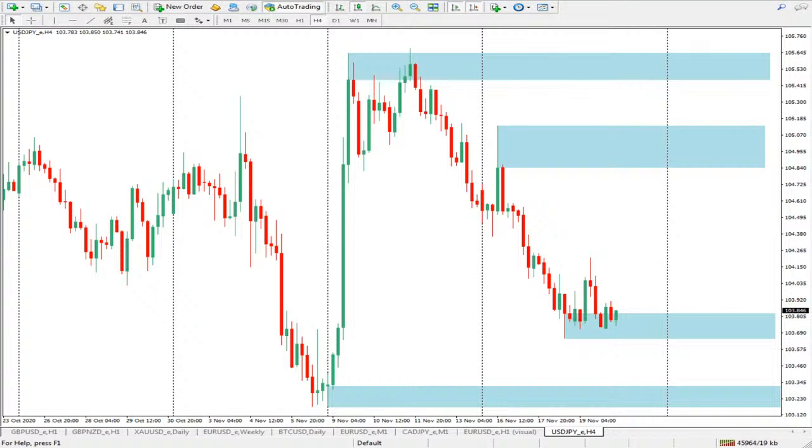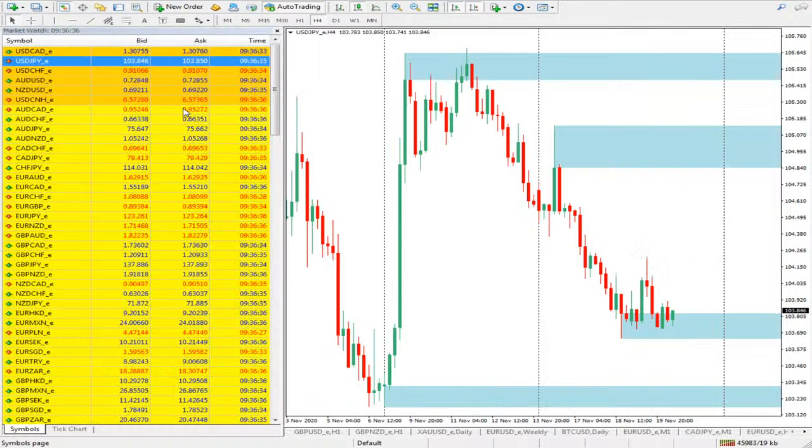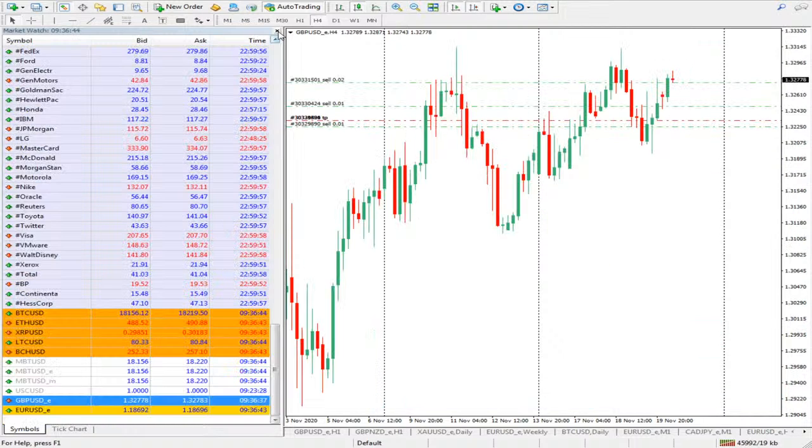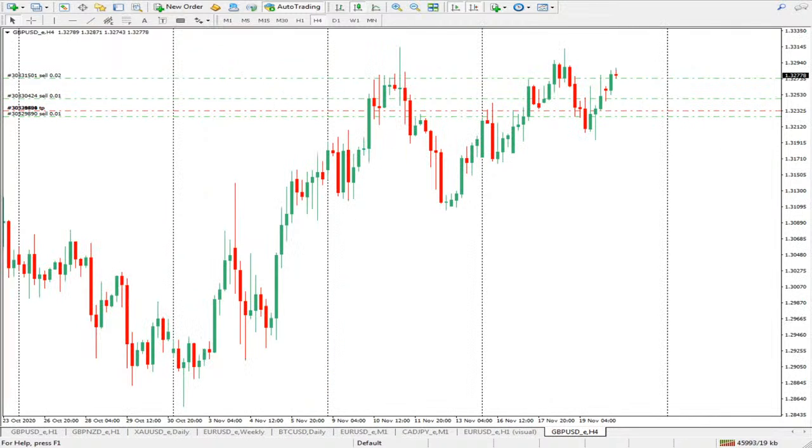Let's look at the next symbol. We have this chart here. So this chart is heading to the upper side. So disregard the trades you're seeing on the screen. You can see that we have some sells here. Disregard these trades, they're not necessary.